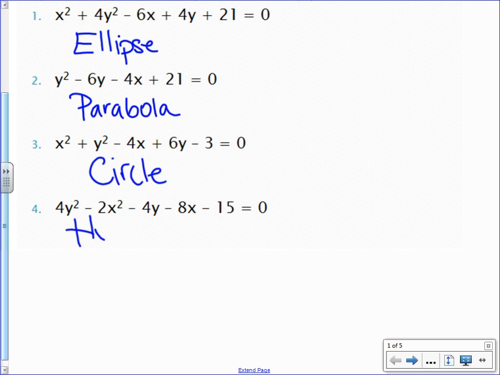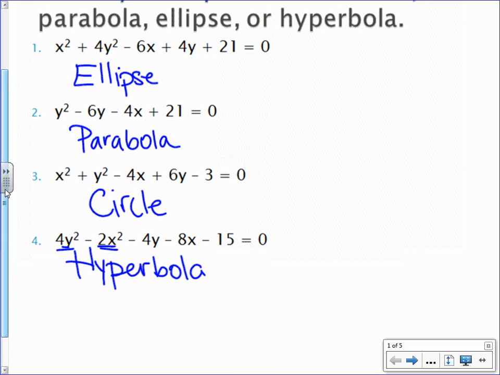Both x and y are squared, but they look different, and one's negative. Okay, x squared and y squared are both there, but one's positive, one's negative, so it's a hyperbola. So that will be a part of your homework assignment today.